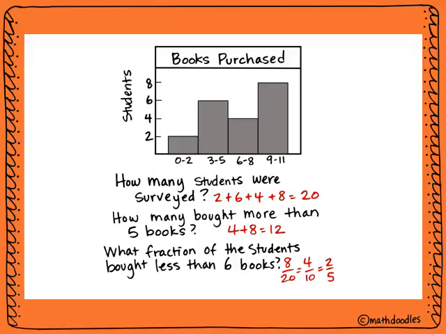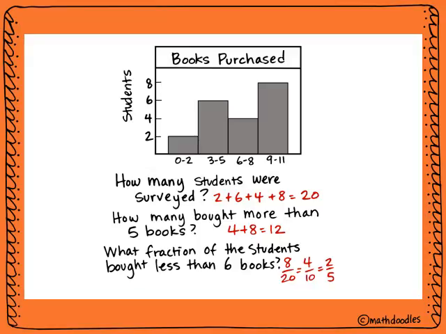So then it says how many bought more than 5 books. So you need to look at the third and fourth bars, because that's the range from 6 to 8 books and 9 to 11 books. So there are 4 scholars who bought between 6 and 8, and there were 8 scholars who bought between 9 and 11. So you have 4 plus 8 equals 12. So 12 of those 20 bought more than 5 books.